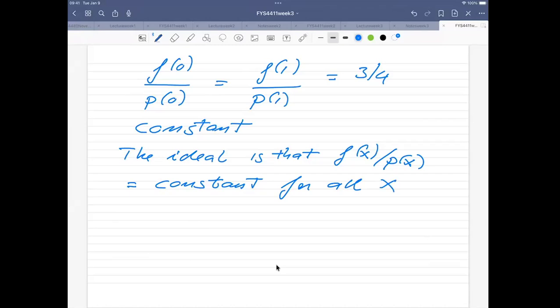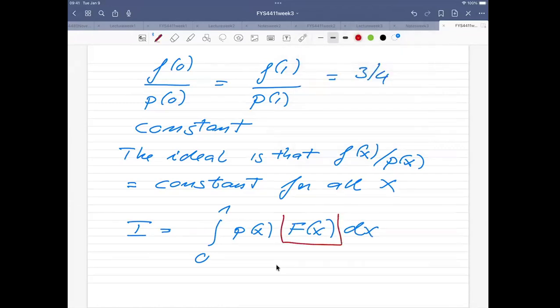So what does that mean for us then? It means that we are now setting up an integral from 0 to 1 of p of x, where we have made a slight modification: we now have a new function F of X, d of x. And this function F of X, with uppercase letter X, is actually given by f of x divided by our p of x.